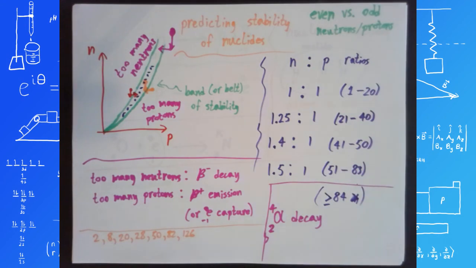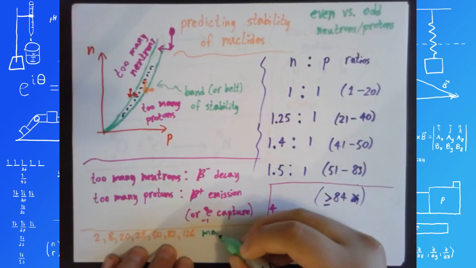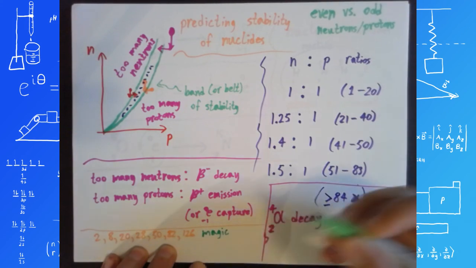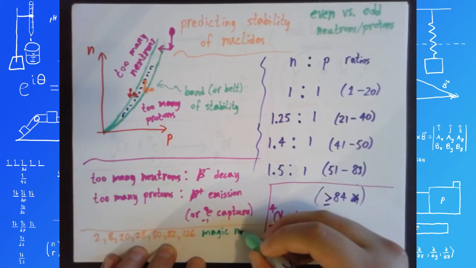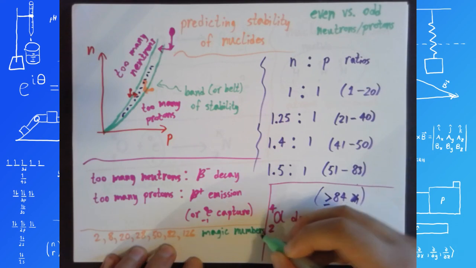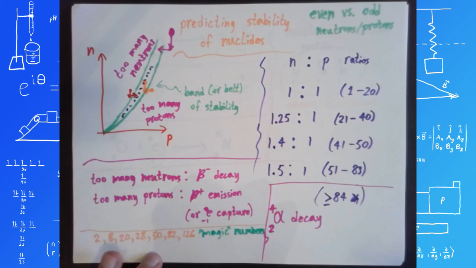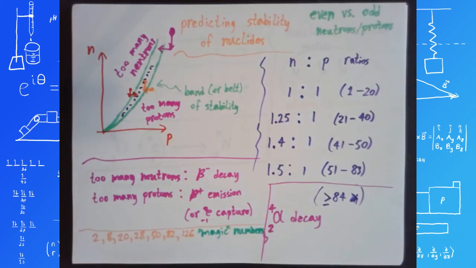So these numbers, you won't believe what chemists call them. Are you ready for this? These are called magic numbers. I did not stutter. Scientists call these magic numbers. Magic. That's how you know that they just gave up on trying to find an explanation.